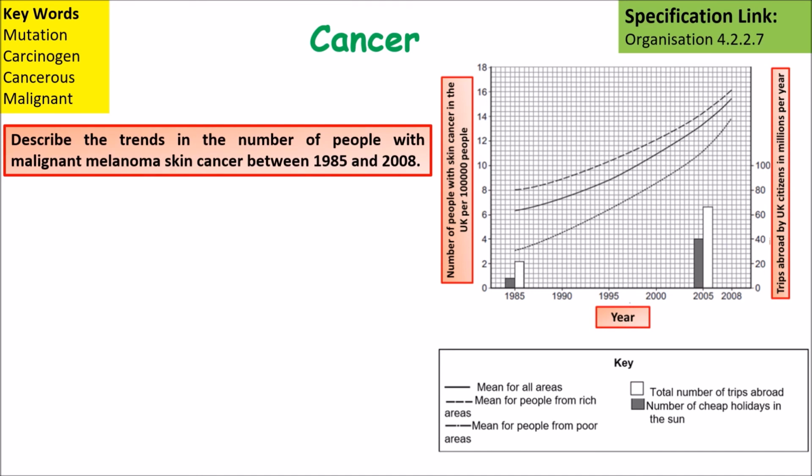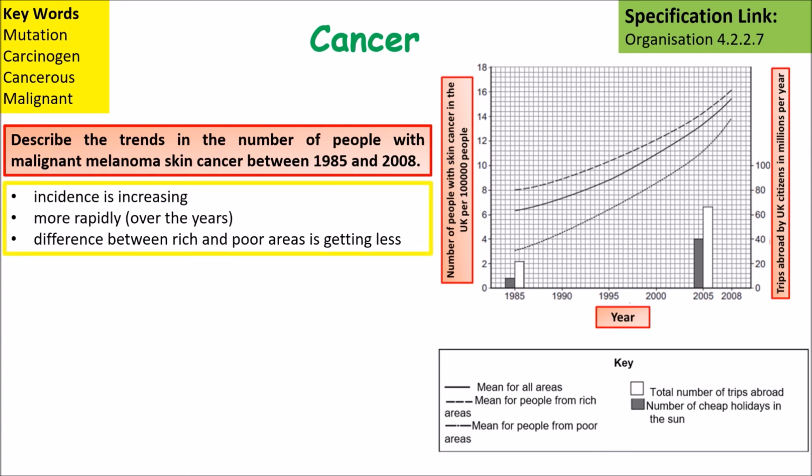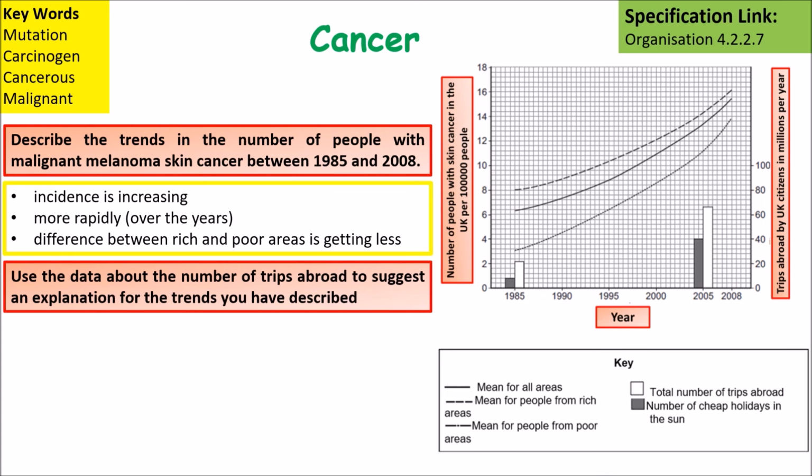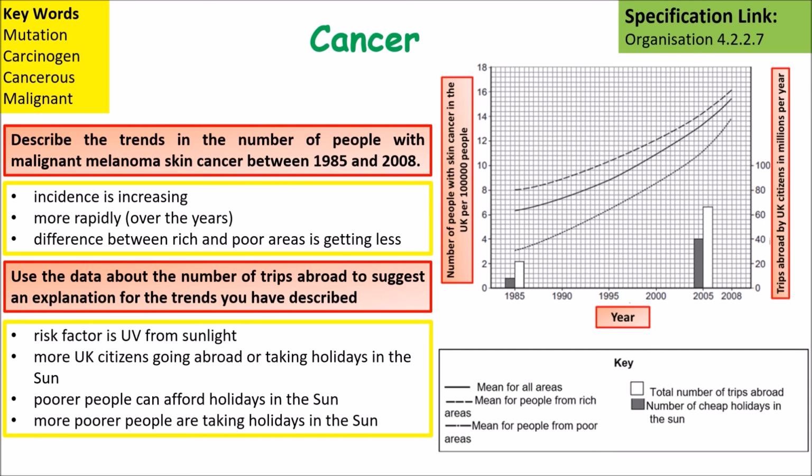Lots of times when we get questions on cancer, we'll be given some sort of graph that looks like the one on the right. We're describing trends in the number of people with malignant melanoma, so skin cancer, between 1985 and 2008. You need to be saying something like they're increasing or they're increasing more rapidly. And because this graph talks about richer and poorer people, the difference between rich and poor areas is getting less. Use the data about the number of trips abroad to suggest an explanation for this trend. So you talk about risk factors.